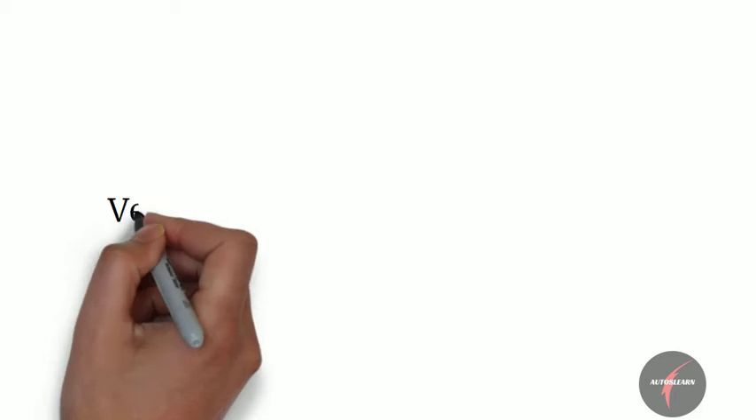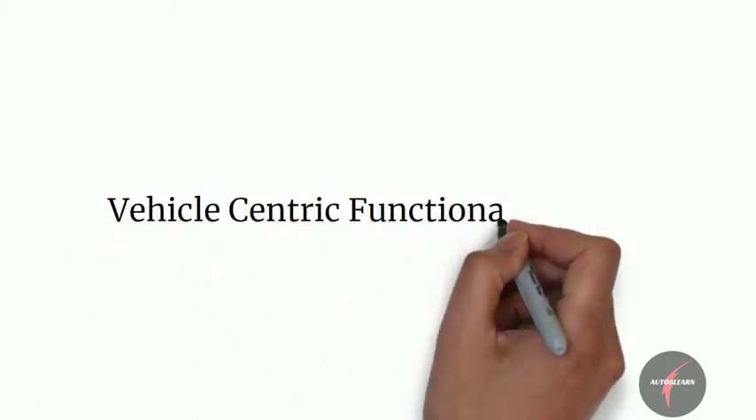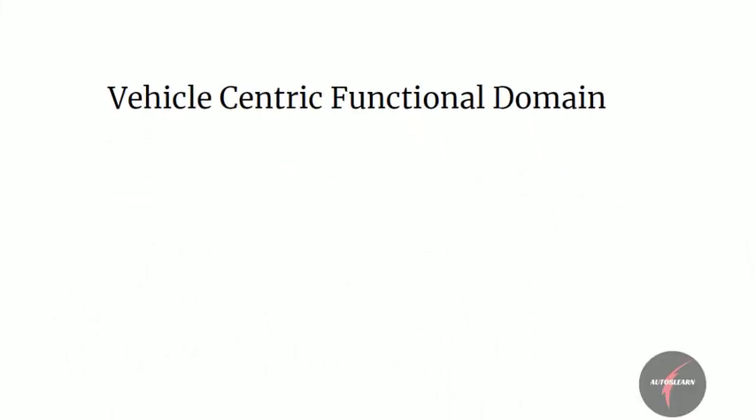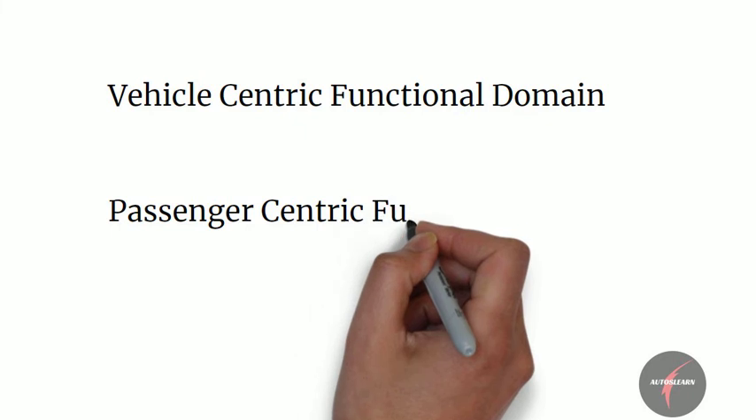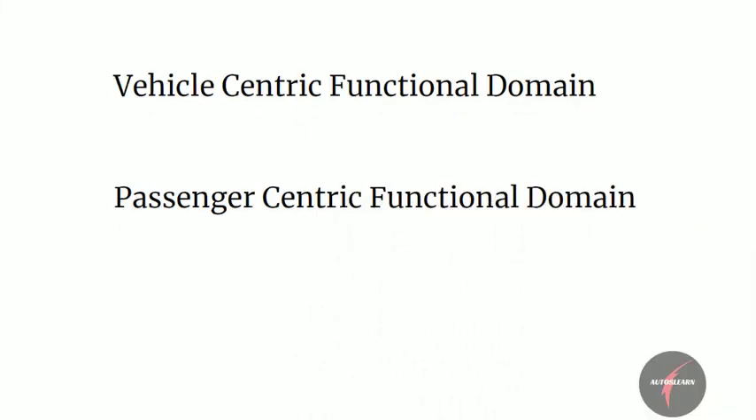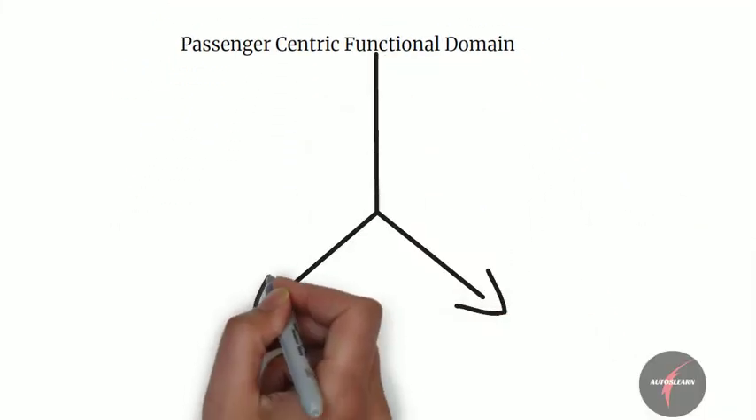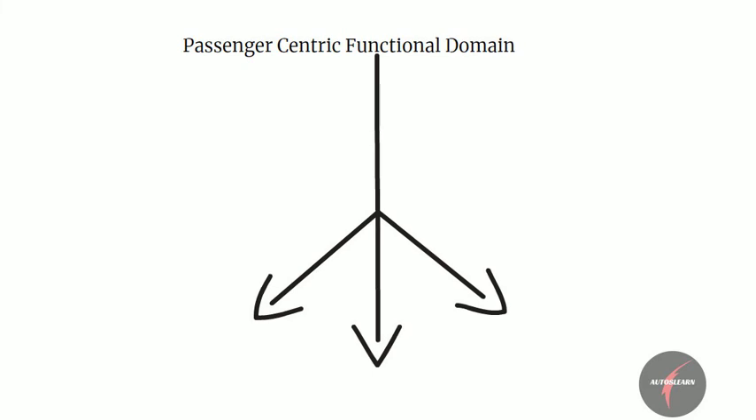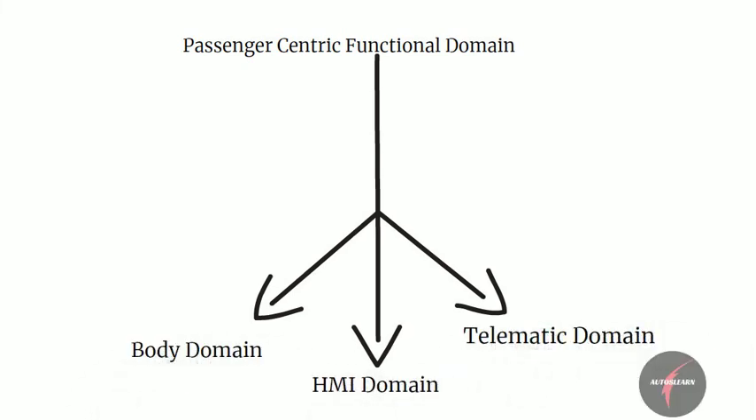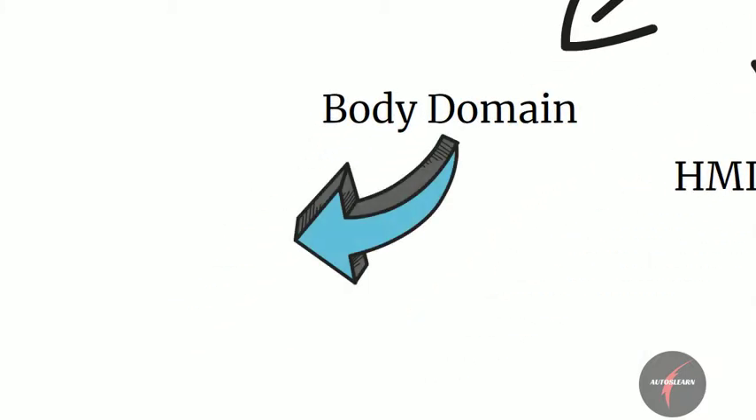In the last video, we had looked into vehicle-centric functional domain. In this video, we will talk about the passenger-centric functional domain. As we have seen earlier, passenger-centric functional domain shall comprise of body domain, HMI domain, and telematic domain. Let's look into body domain for now.